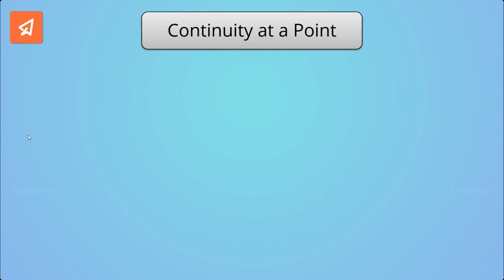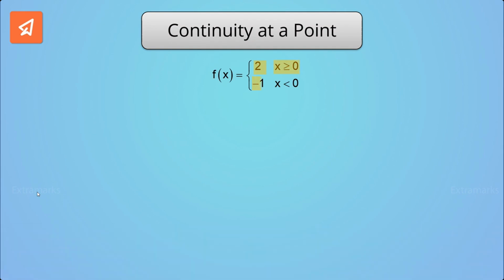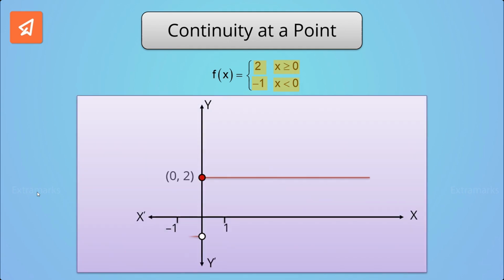Consider a function f of x defined as f of x equal to 2, when x is greater than or equal to 0 and -1 when x is less than 0. Let's represent this on the Cartesian plane.